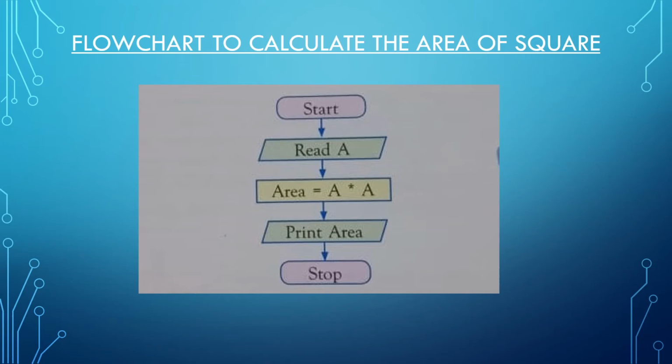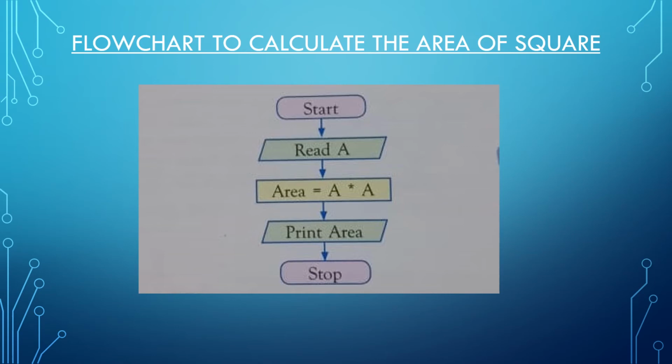While calculating the area of a square, we apply the formula where we multiply the side of the square 2 times. So beginning the flowchart with the help of the start box, then reading the value of A, read A, where A represents the side of the square. Now the calculation work is to be performed, where we apply the formula of area of square. Area equals A into A.